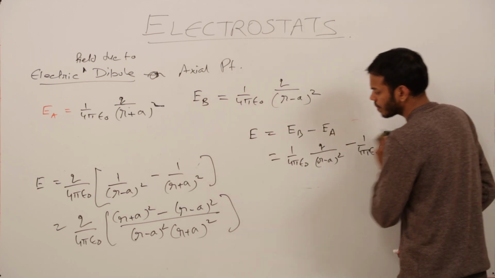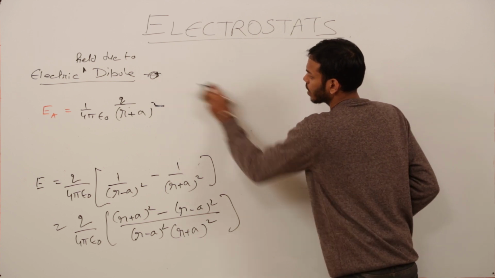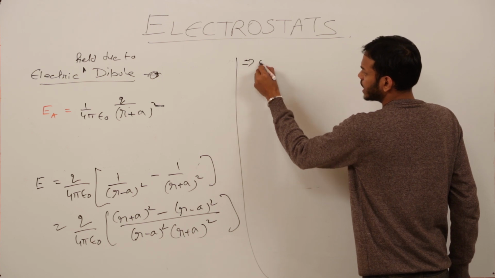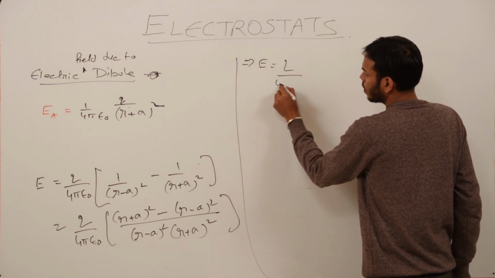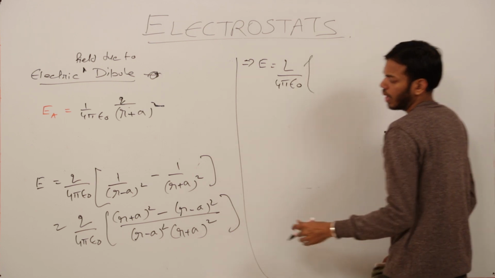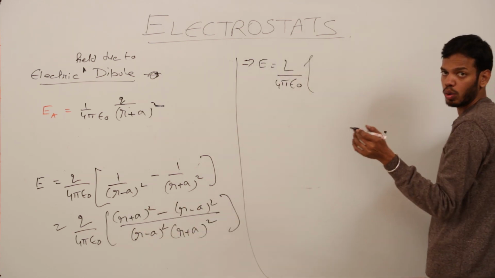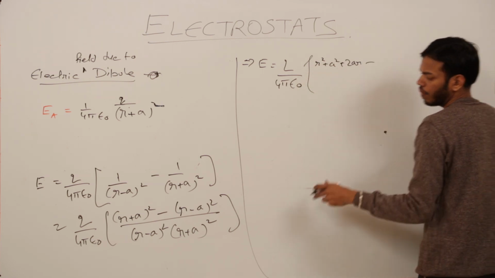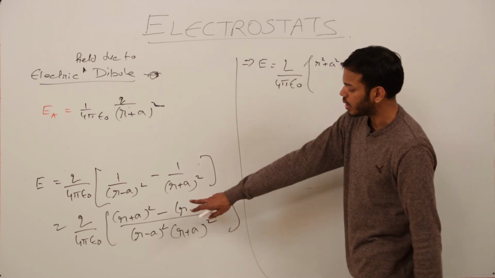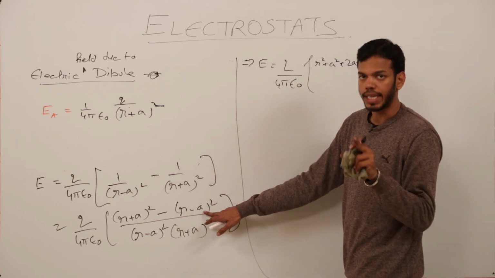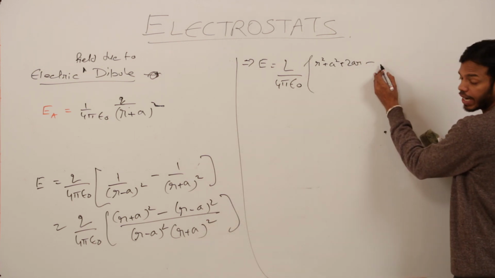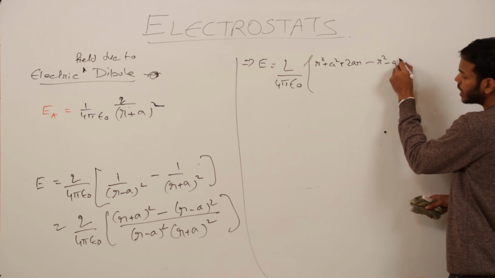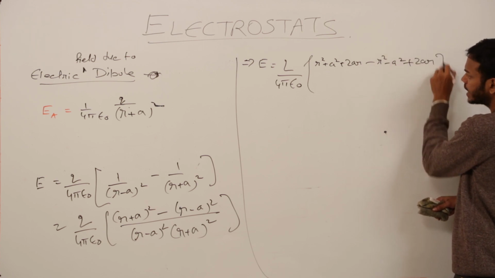After that, what do we have? Therefore, electric field is equal to Q upon 4 pi epsilon naught. If I open the bracket, (R plus A) whole square would give me R square plus A square plus 2AR, followed by (R minus A) whole square. This is R square plus A square minus 2AR, but there is a negative sign in front of it. So change the sign of everything. That will give me minus R square minus A square plus 2AR, right?